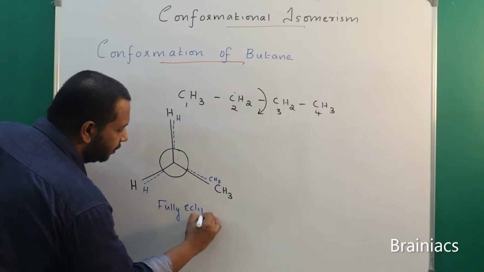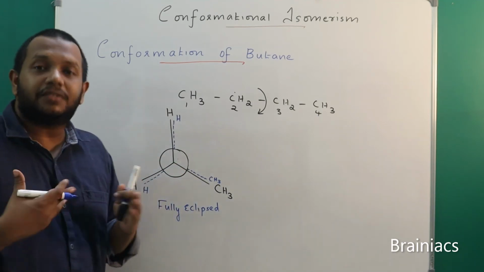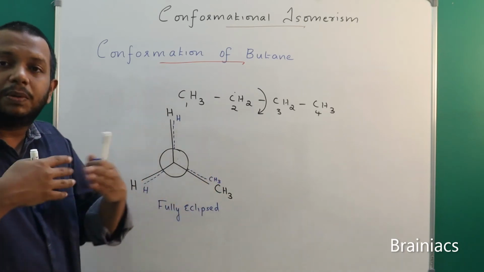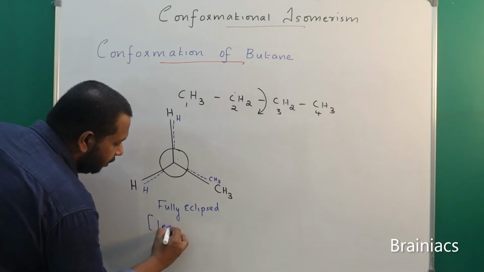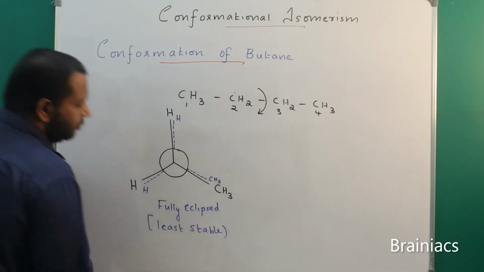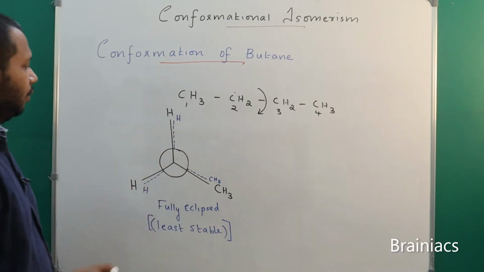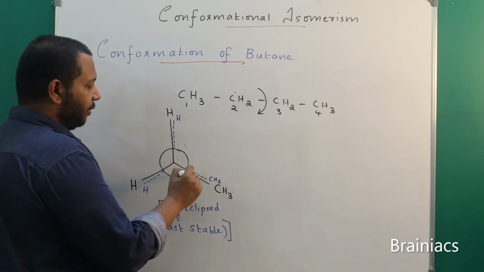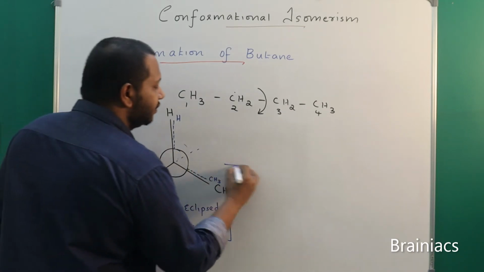Please note one thing: in a fully eclipsed form the repulsion will be maximum, because the groups that are similar are nearby. So there will be a huge amount of steric repulsion. So I can say this is the least stable. Now let's go to the next. We will rotate this. We know this bond angle is 120 degrees, so let me say I am rotating it through 60 degrees.